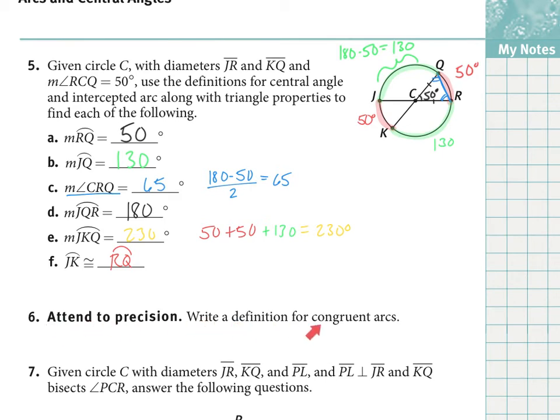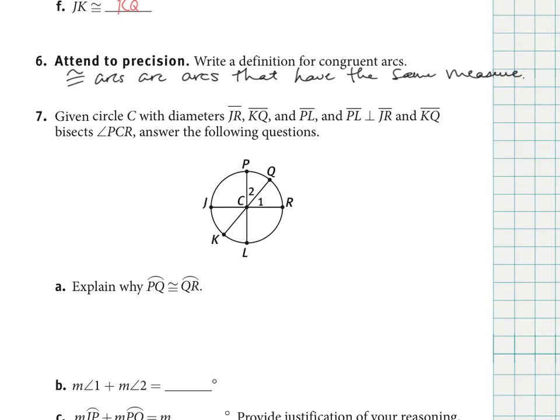It says, write a definition for congruent arcs. So we're really going to see congruent arcs are arcs that have the same measure, right? So let's fill that in. We're going to say congruent arcs are arcs that have the same measure. Let's keep going and scroll on down to number 7.